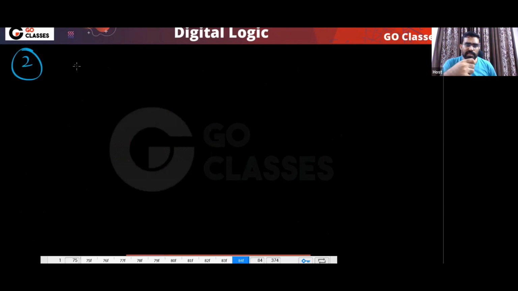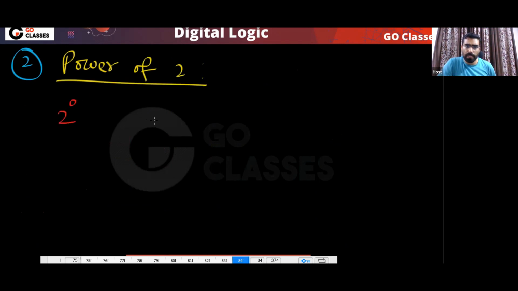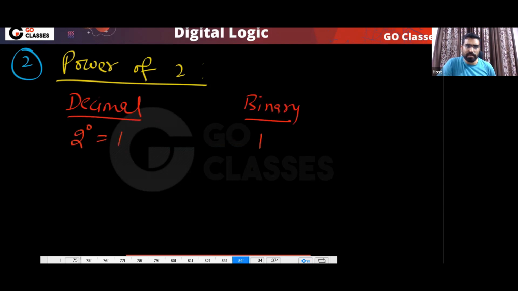See, you should also remember powers of 2, the binary of powers of 2. For example, if you have 2 power 0, 2 power 0 means 1. So what is the binary? These are actually very easy. Decimal, binary, powers of 2. For example, 2 power 0 means 1, and that will be simply 1.